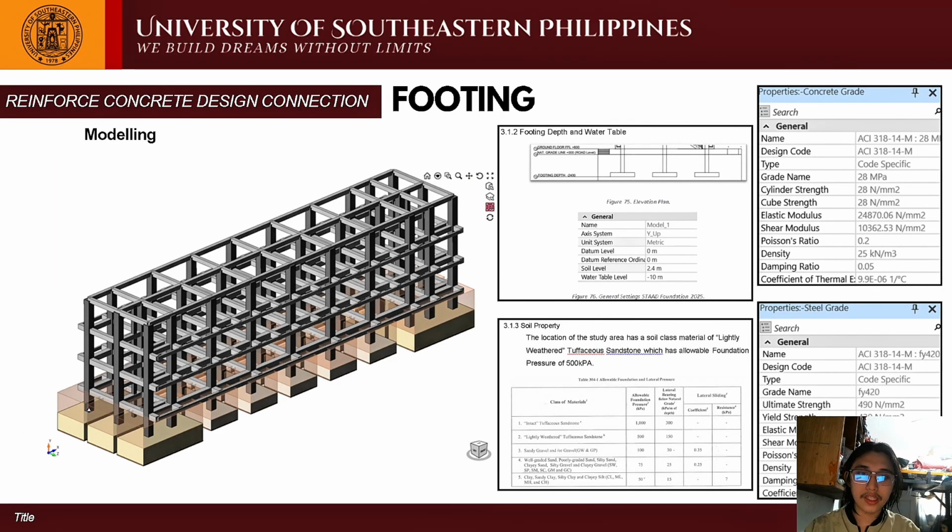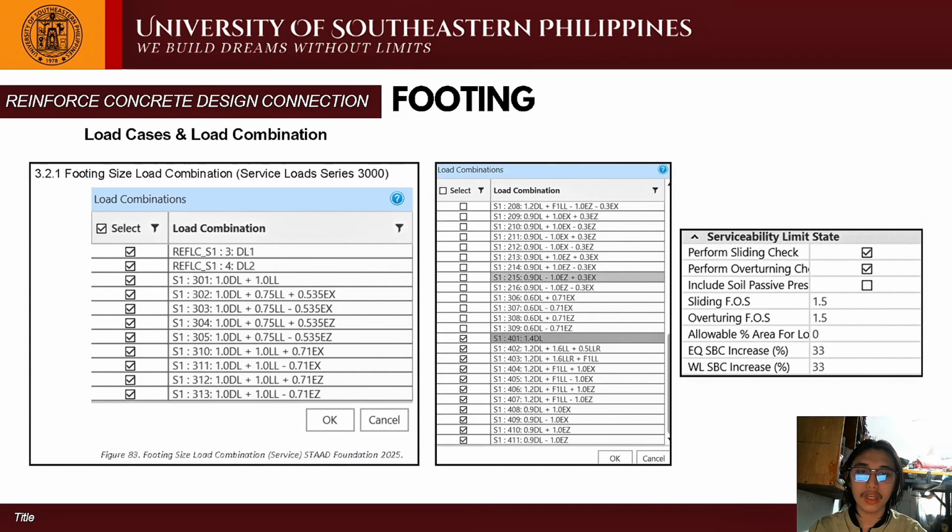And for the footing, since we cannot use the RCDC software, we use STAAD Foundation Advanced. STAAD Foundation Advanced has combined footing while RCDC does not, so we use this. The process is we model the footing depth and water table, soil property, and the properties of concrete and steel. For the load cases, for the size it is the service loads, which is the series 2000, and for the ultimate or the reinforcement it is the series 4000.